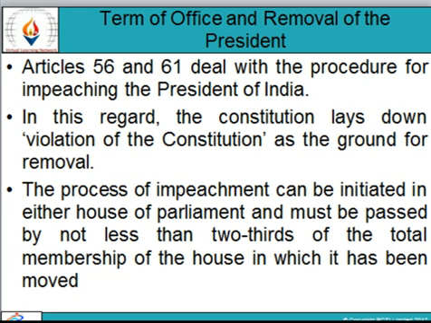Article 56 and 61 deal with the procedure for impeaching the President of India. In this regard, the Constitution lays down violation of the Constitution as the ground for removal. The process of impeachment can be initiated in either House of Parliament and must be passed by not less than 2/3 of the total membership of the House in which it has been moved.